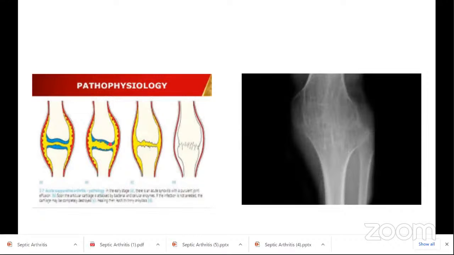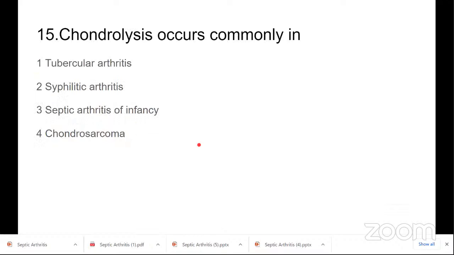There is a patchy destruction. So what happens at that time? There is a fibrous tissue bridging the joint. That causes fibrous ankylosis. But in septic arthritis, because of the high virulence of the pyogenic organisms, there is complete destruction of the cartilages, which causes bony ankylosis.